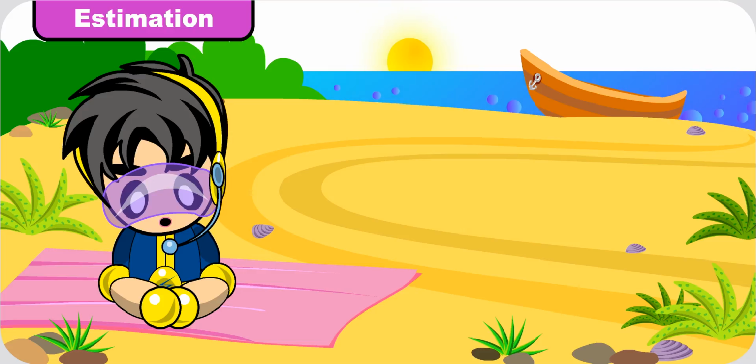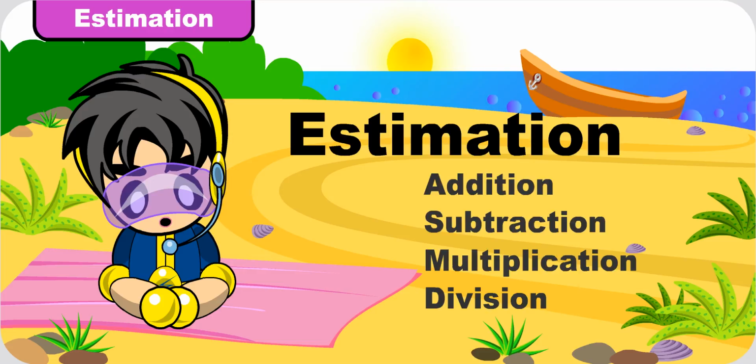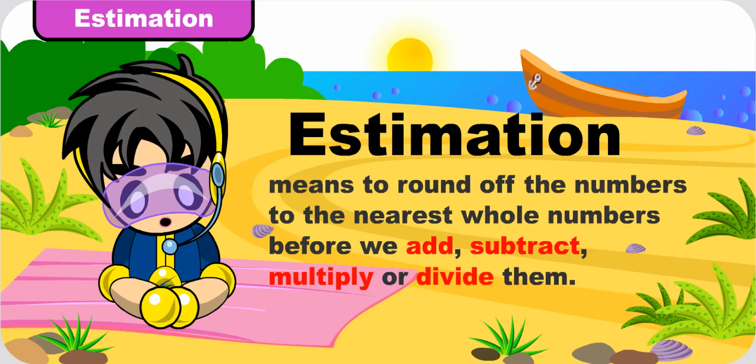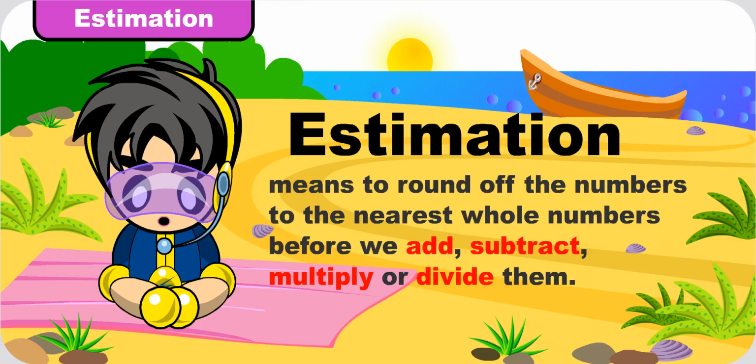Now, we're going to do estimation of decimals during addition, subtraction, multiplication, and division. Estimation? Yes, it means to round off the numbers to the nearest whole numbers before we add, subtract, multiply, or divide them. Let us try with addition of decimals first.